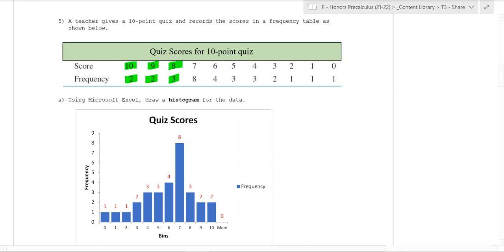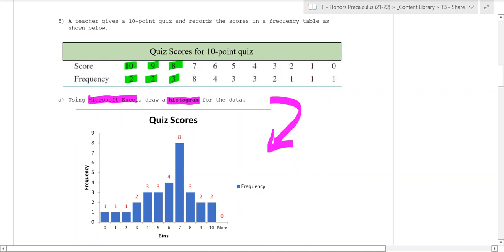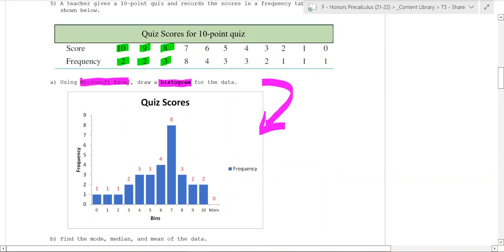And you can use Excel. We're going to do this in class. You can use Excel to make a histogram. This is the histogram. So this tells us that there's 1 person got a 0, that's over here. That would be this number right there. 1 person got a 1, 1 person got a 2. So these first 3 are right here.